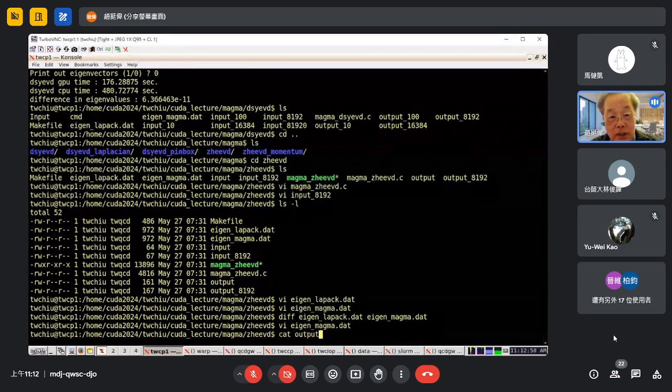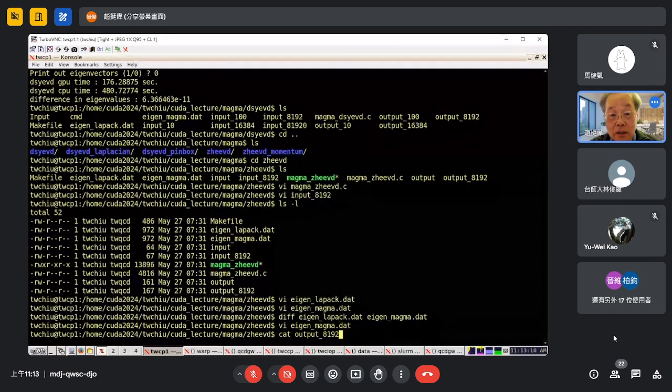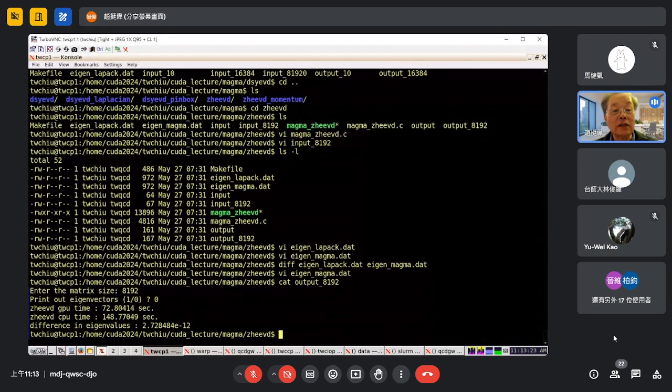So let me look at the output for 8192. I don't have the eigenvalue and eigenvector for this, but in the output here, for this matrix of size 8192 by 8192, the time difference is about a factor of 2. Again, GPU is 2 times faster than the CPU, and the difference in the eigenvalues is this. So it's very small.